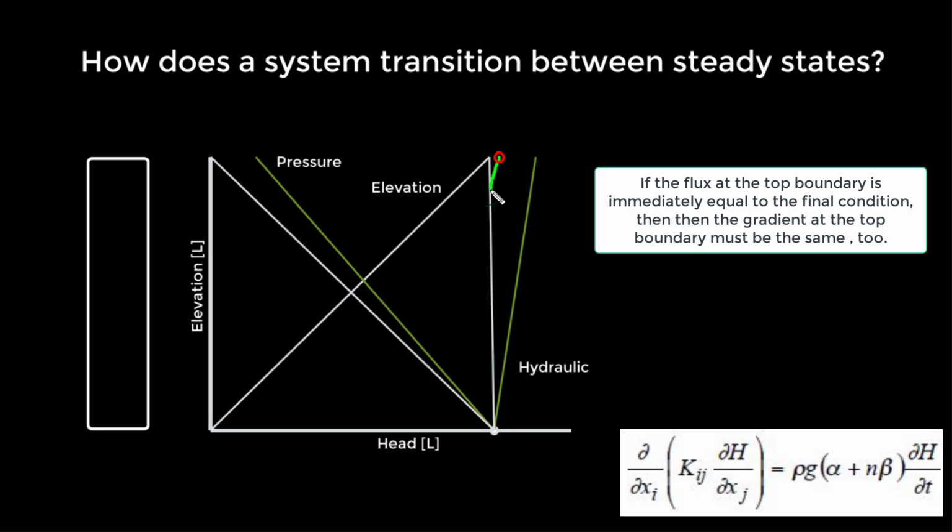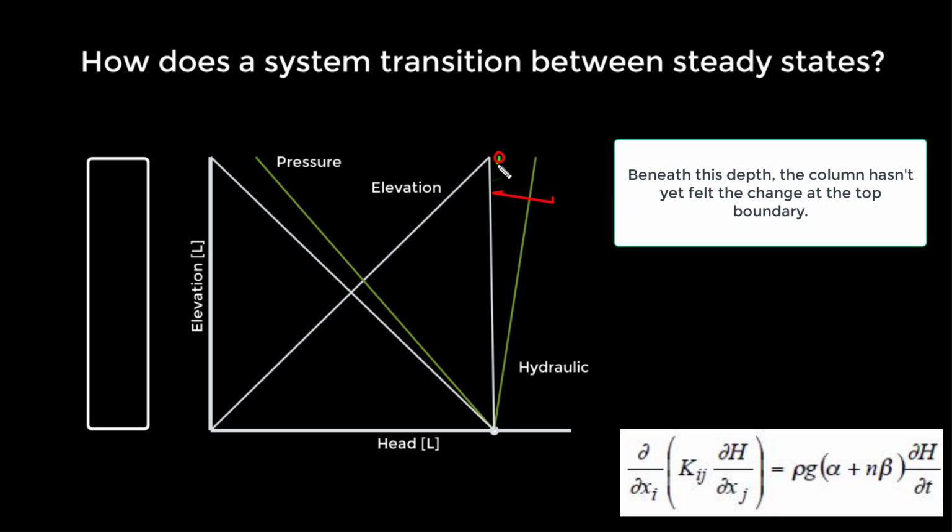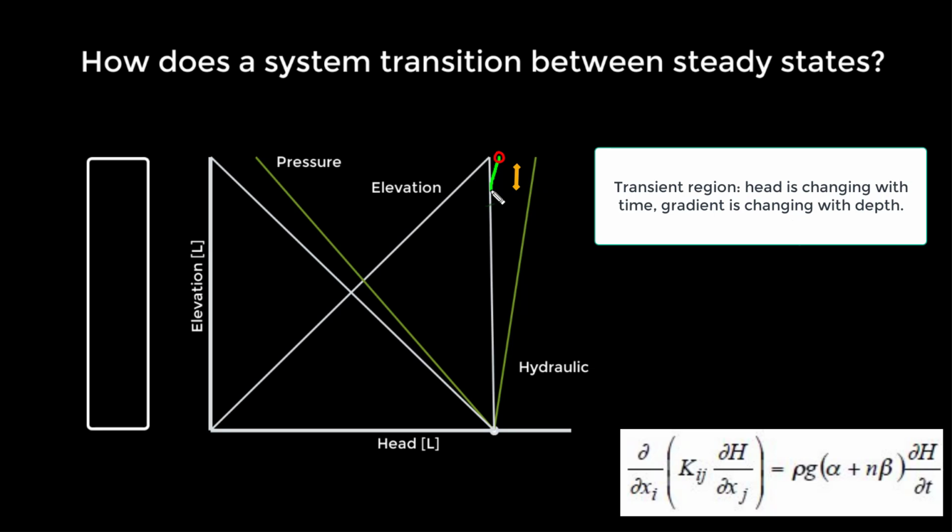So in other words, beneath some depth, the column won't yet have experienced the change that was applied on the top boundary. So this is this transient region where we have the final condition established at the top in terms of the gradient, if not the head, and we have this smooth transition to the initial condition beneath some point. Let's break this down in some detail.